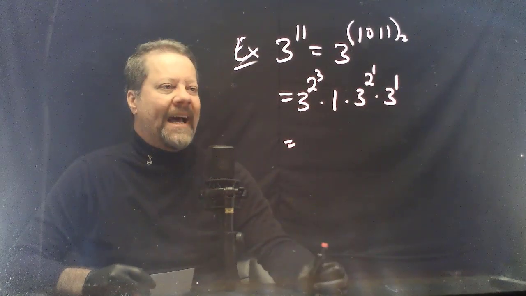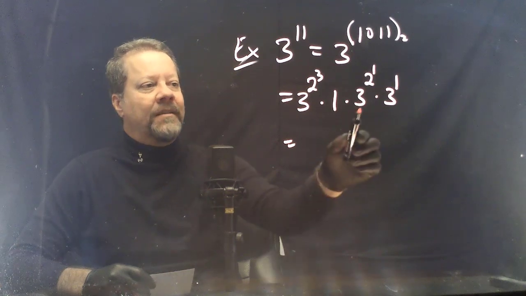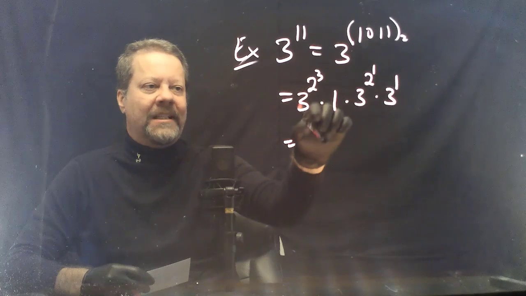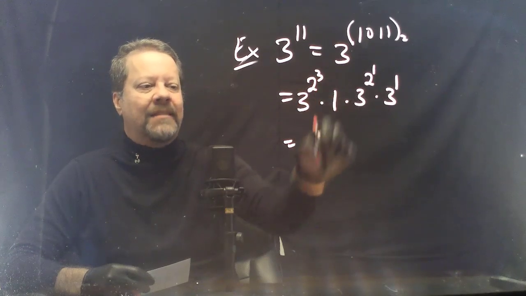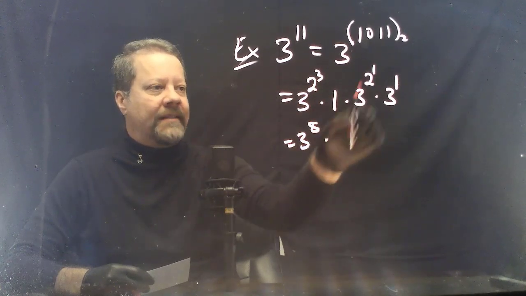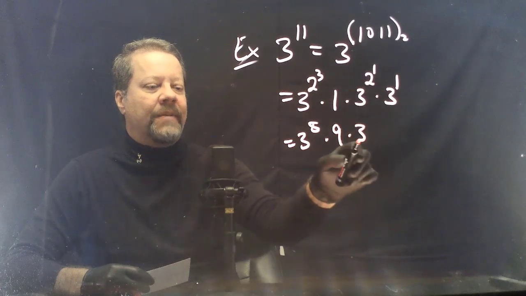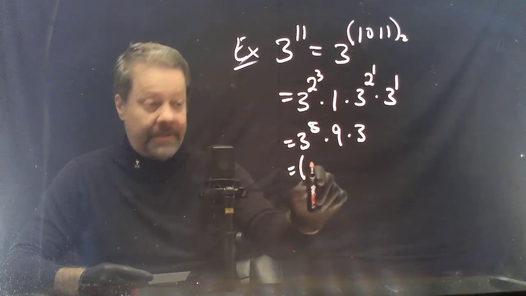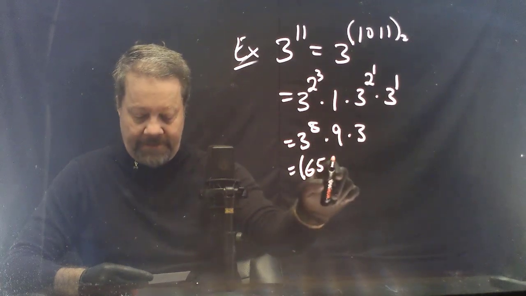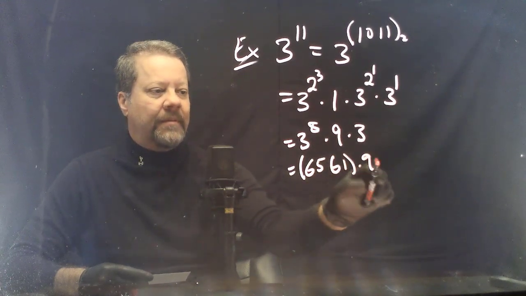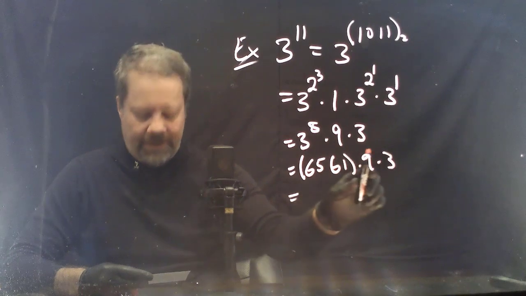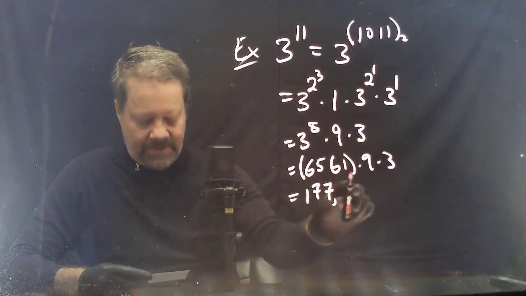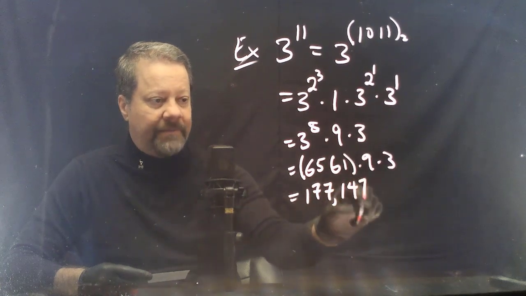So how much is that? Well, 3 squared, that's 9. What's 3 to the 2 cubed? 2 cubed is 8. So it's 3 to the 8th times 9 times 3. So 3 to the 8, it turns out, is 6561. And if you multiply all these together, you get 177,147.